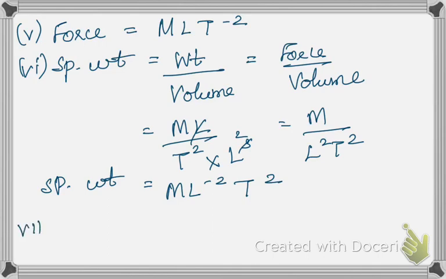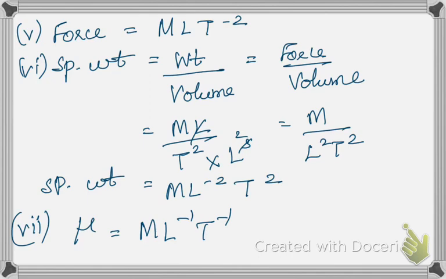And the last one is our dynamic viscosity mu. We have derived that already. So I am straight away writing the dimension M L power minus 1 T power minus 1. So this is how we have to derive the dimensions.